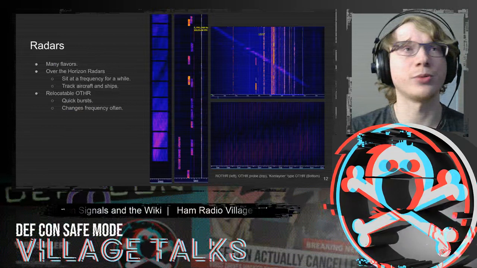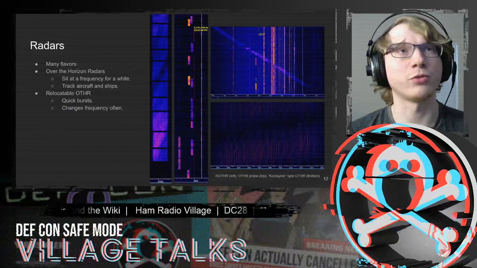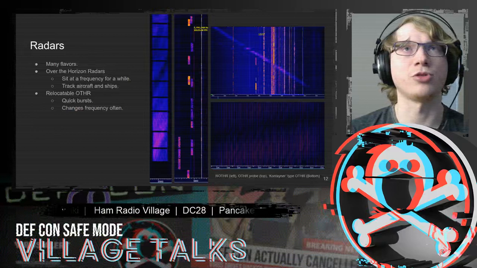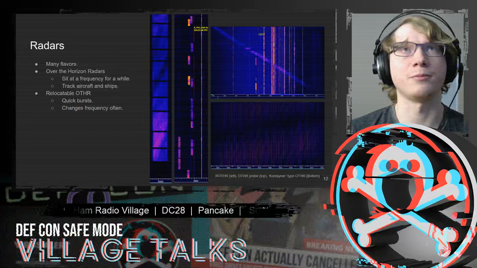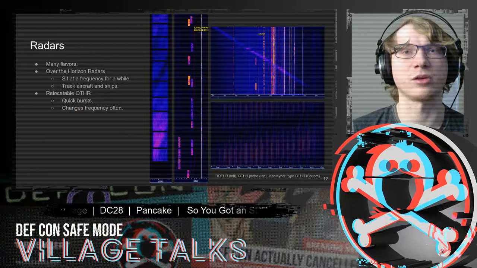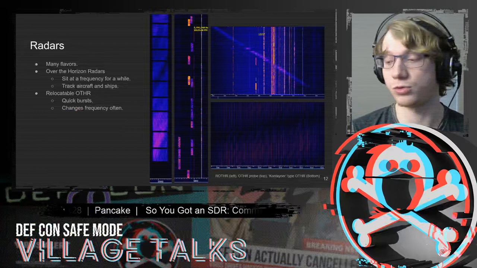But yeah, so the relocatable ones, they show up as little rectangles, they change frequencies a lot and sweeping speeds a lot. The top right image is of a probe for one of the other larger radars going across the band, and the bottom right one is a container type radar, probably, which is one of the types that Russia uses.